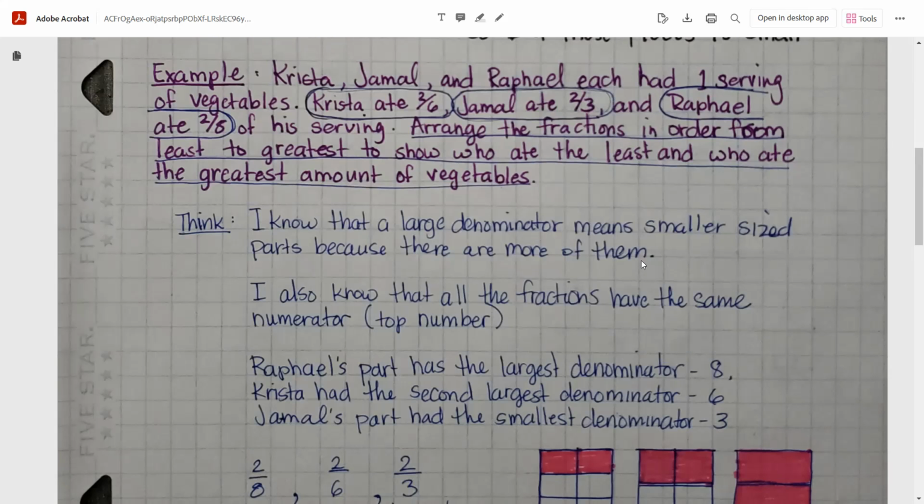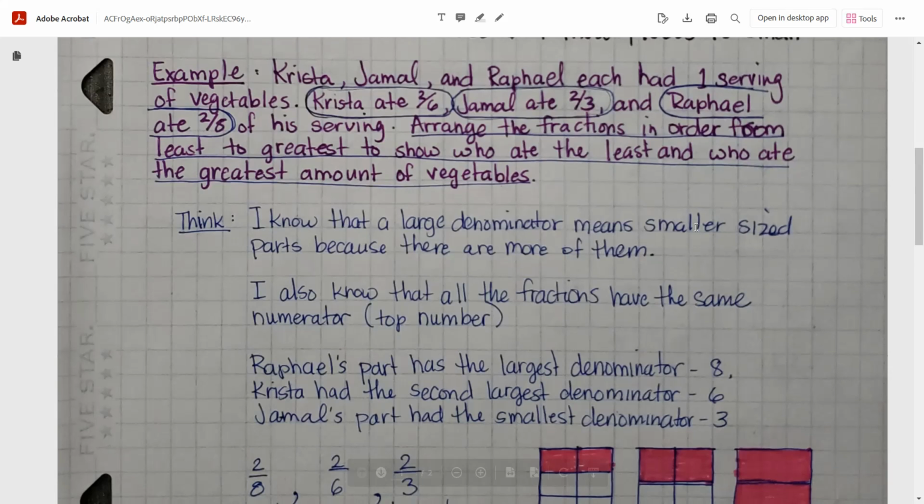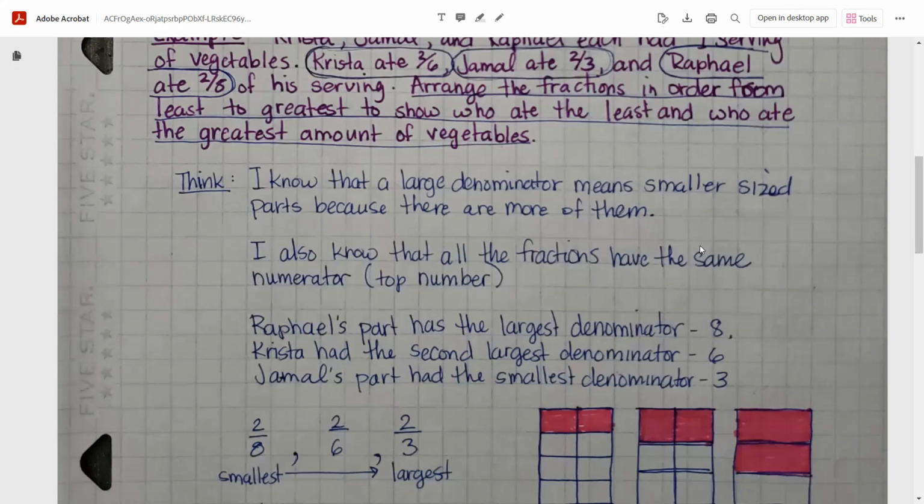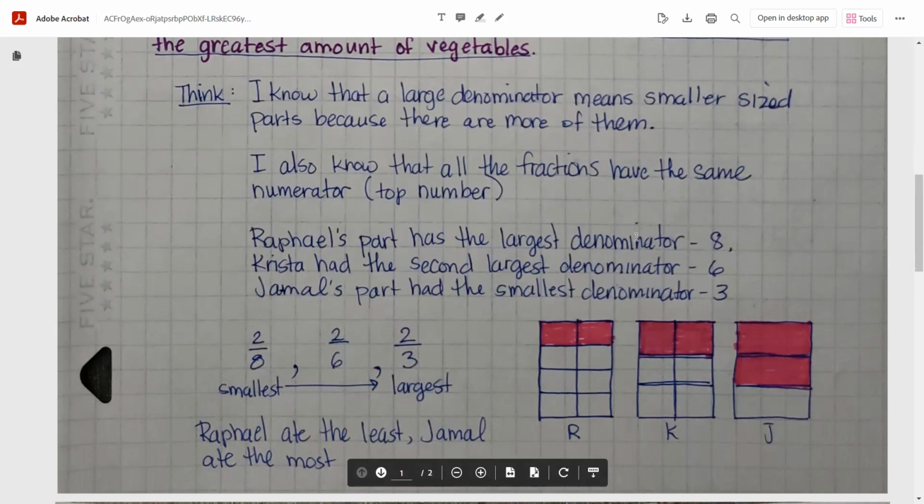So first we want to stop and think. I know that a large denominator means smaller size parts because there's more of them, there's more parts. I also know that the fractions all have the same numerator, so my top number is all the same. I have 2 parts of however many my whole is. Now Raphael's part has the largest denominator. It has a denominator of 8.